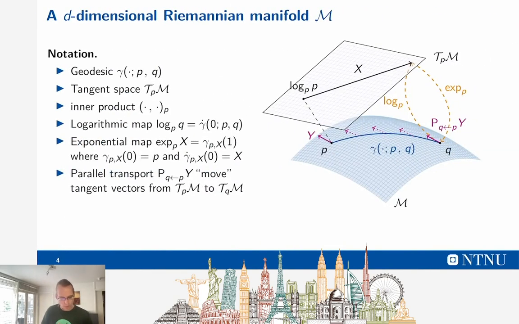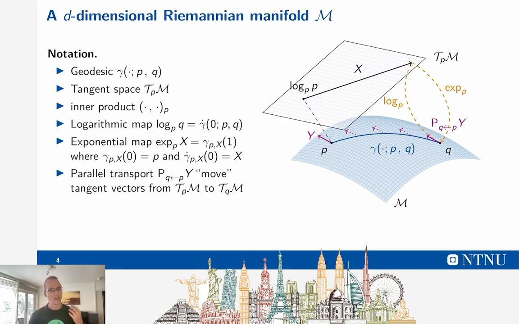To make that a little bit more formal, a d-dimensional Riemannian manifold has the following things. The tangent space we already had on the last slide. The geodesic connecting p and q is the shortest curve connecting both. The inner product will be denoted by just round brackets and the index p at the end. And then we have two very important ingredients. That's the logarithmic map and the exponential map.